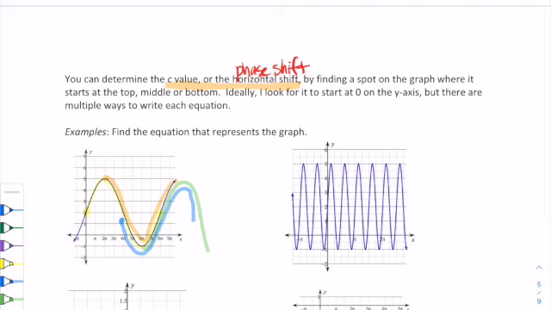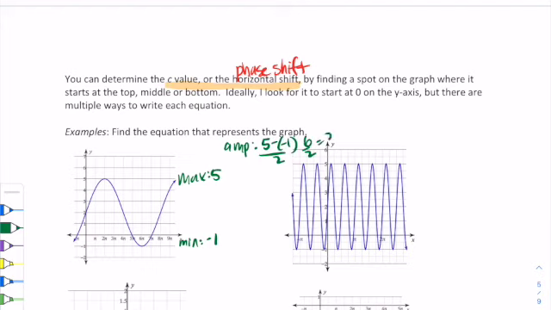Generally, I look for the first one starting at 0, because that's generally easiest to do. But we still need the amplitude, the midline, the b value, and then is it sine, cosine, or tangent. Okay? So remember that in order to get our amplitude, we need a max and min. So our max here is at 5, and our min here is at -1. So that means that our amplitude is going to be 5 minus a -1 cut in half, or 6 halves, which is 3. So now I know my a value.